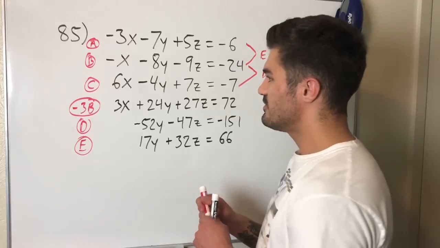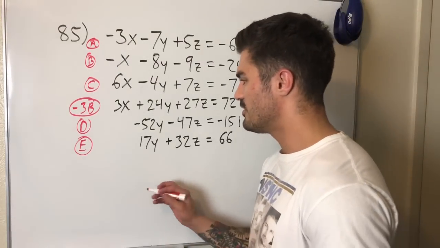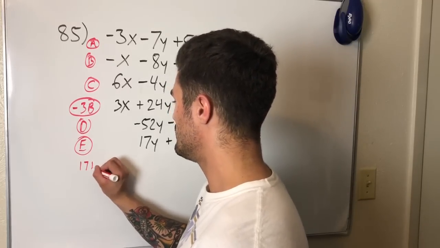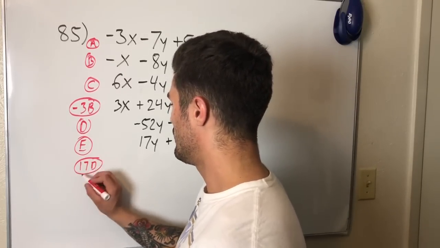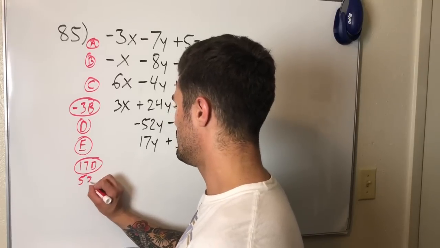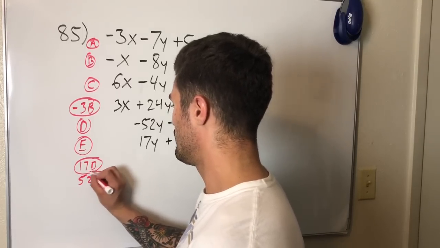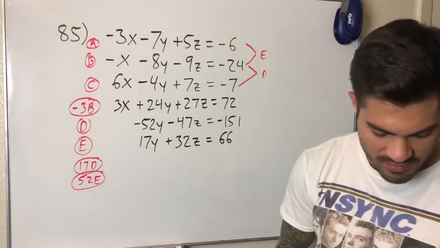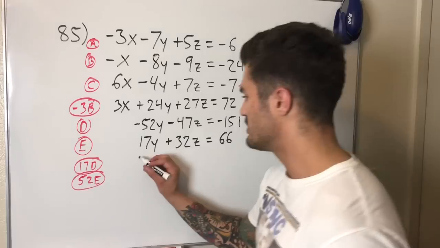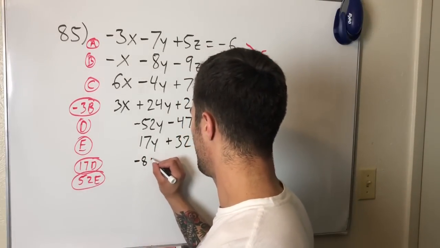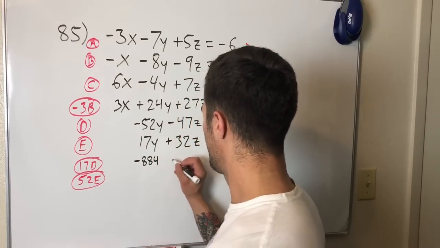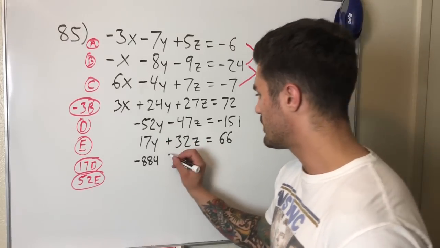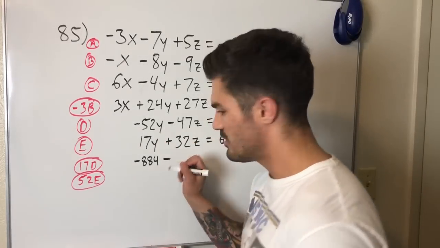So let me see, is there going to be room down here for these? If I write it small, 17D and 52E. Can we see down here? Okay, so 17D is going to give me 52 times 17, that's negative 884. Since I'm multiplying by a positive, that's staying negative.